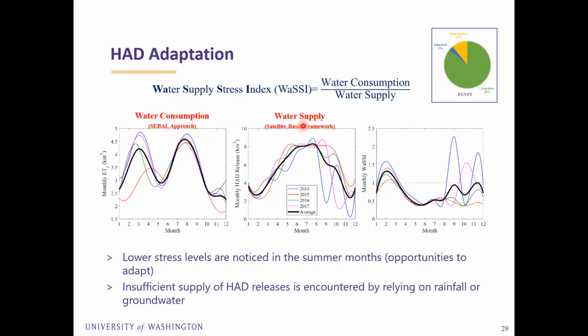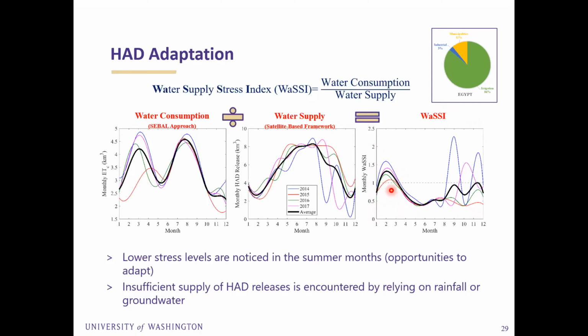Then the second is the water supply. Using the satellite-based framework that I showed in the first study, we also can have an idea about the High Aswan Dam releases. So we get the releases for the same years, and again, the black line is showing the average. If we divide the water consumption by the water supply, we can have the stress in the downstream of the High Aswan Dam. So this is the chart for the stress for different months.